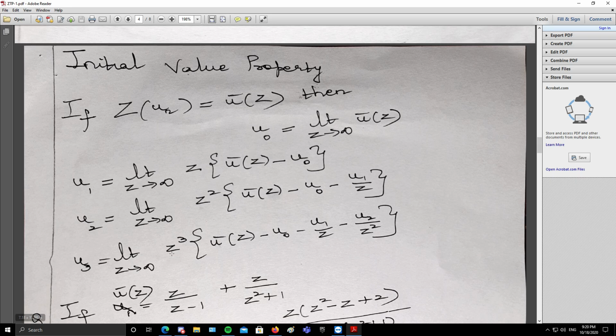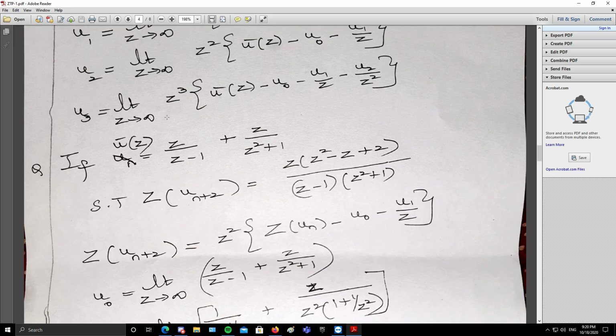If it is u3, you have z cube outside and it ends with u2 by z square. So learn these four values by heart; you will be using them in problems. If Z of un equals u bar of z, it means the z transform exists. Whenever you write this, it means the z transform of un exists. Now we will see a problem.